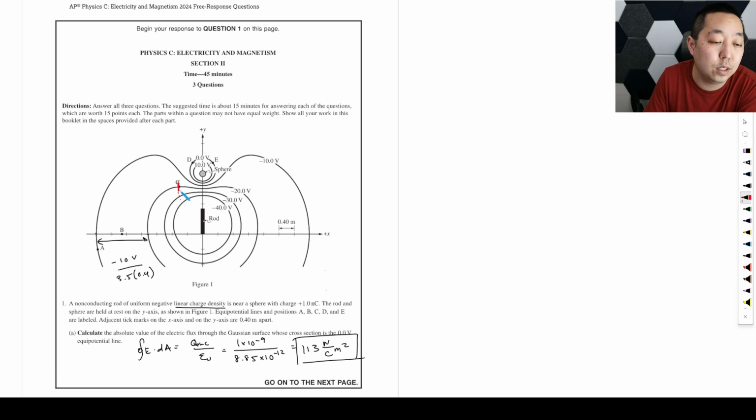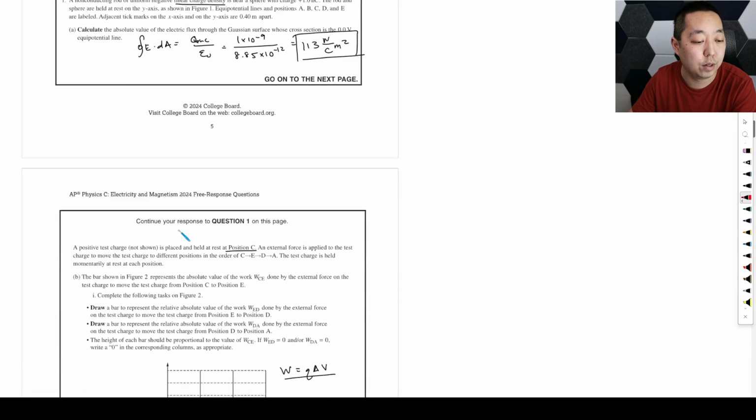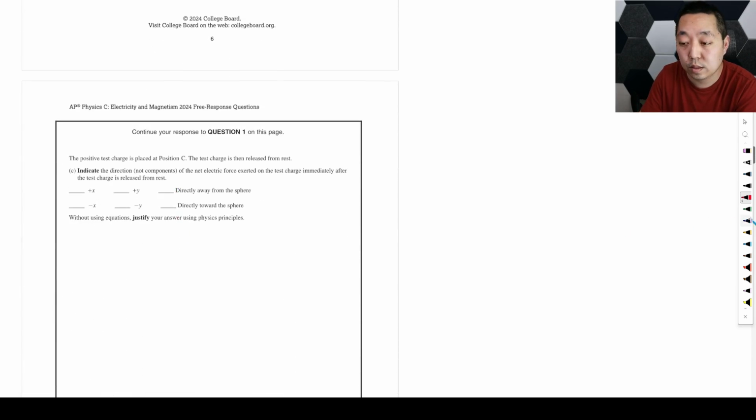The electric field always points from higher potential to lower potential. This is negative 10, this is negative 20, so lower potential is going that way. So the electric field is going to point downward. And remember, if I put a positive test charge, it experiences a force in the direction of the electric field. So this is the negative y direction, and that's because the E field is perpendicular to equipotential lines.